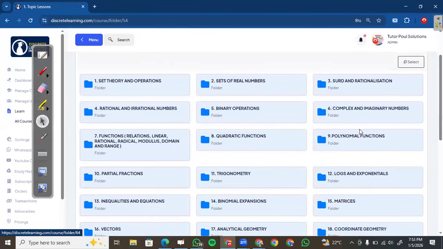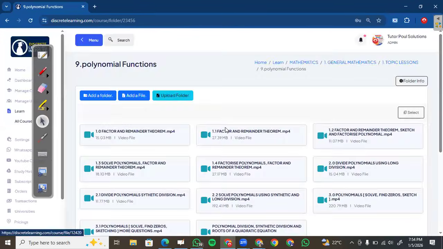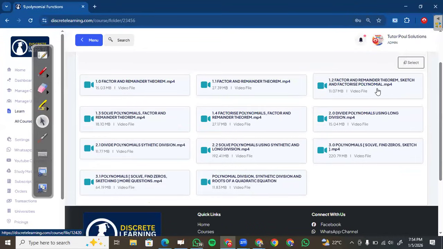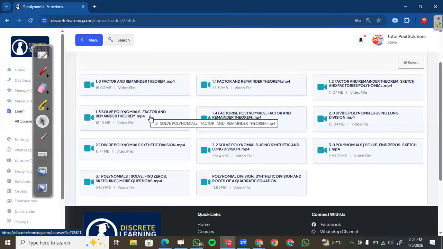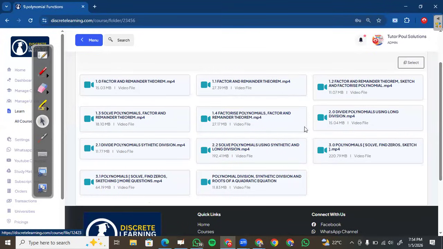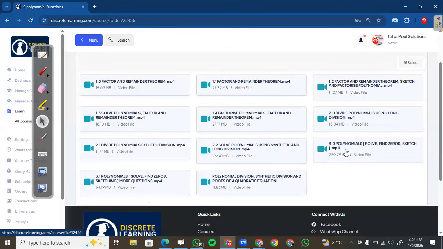So for example, we're doing polynomial functions. So I can go to this folder, polynomial functions. So let me open this folder, you see. When you go in this folder, which is polynomial functions, you can see there are a lot of videos here. So factor and remainder theorem, what we are looking at, there's already a video there and another video and another video. How to solve polynomials, how to factor, it's there. How to factorize polynomials, it's there. How to divide polynomials using long division, it's already there. Divide using synthetic division, it's already there. How to solve polynomials, find their zeros, and sketch the polynomials. The videos are already there.